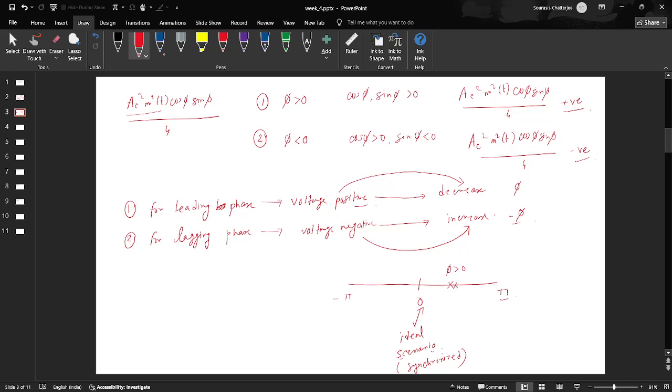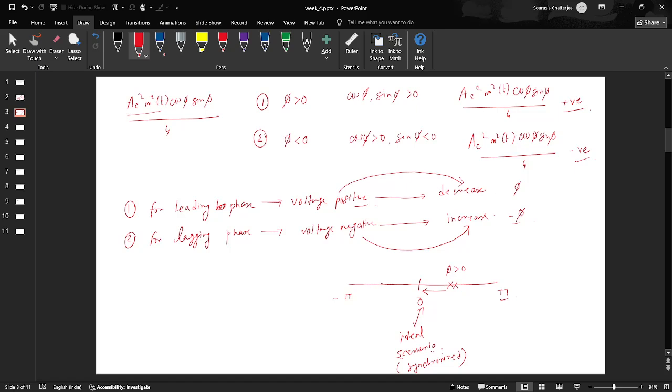So if my phase offset is here, something positive, what do I need to do? I would ideally like to move it towards 0, right? And since this is a positive quantity, moving to 0 is equivalent to saying we have to decrease phi, right?